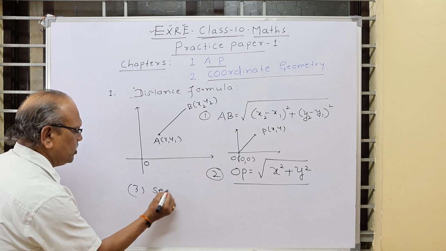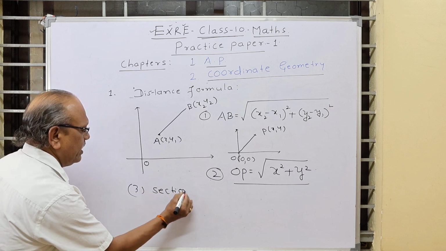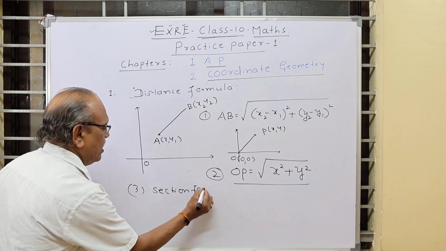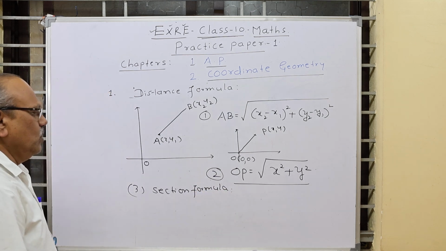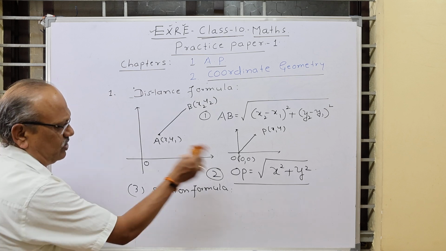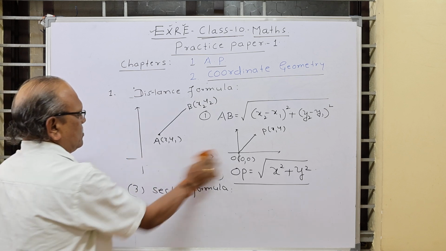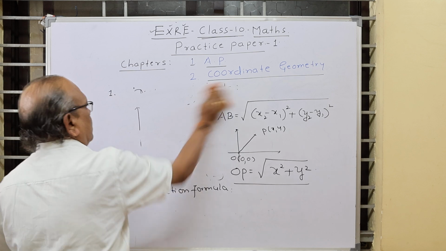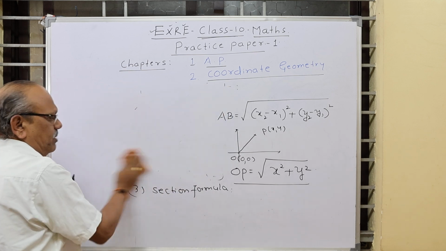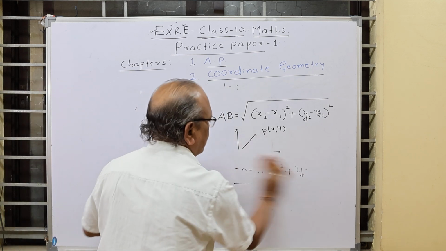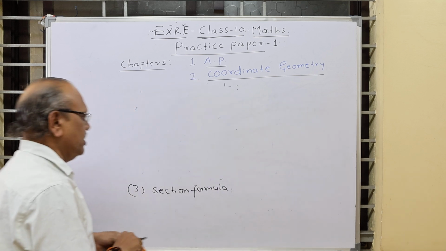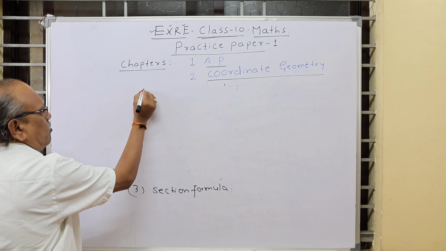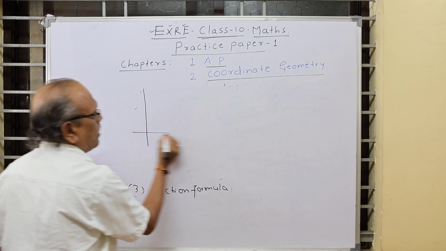Then the third formula is a very important formula. We call it the section formula, for internal division. Note this in your notes before you start solving the paper. Keep your pen and paper ready. I think you have noted this. We'll get the section formula for the internal division and then the midpoint formula. What is the section formula?